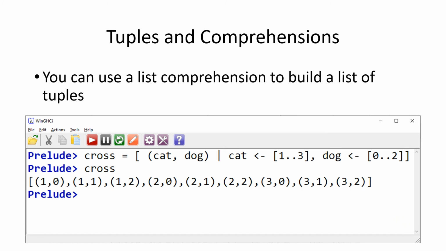You can use list comprehensions to create tuples. In this example, the output function contains parentheses, so these will be tuples that will be created. The first one is all the elements from cat and all the elements from dog, where cat is the list of integers 1, 2, and 3, and dog is 0, 1, and 2. And so we run it, and we get all the combinations of those two.